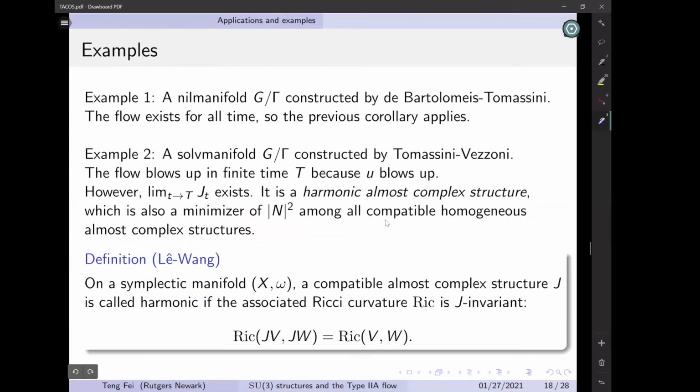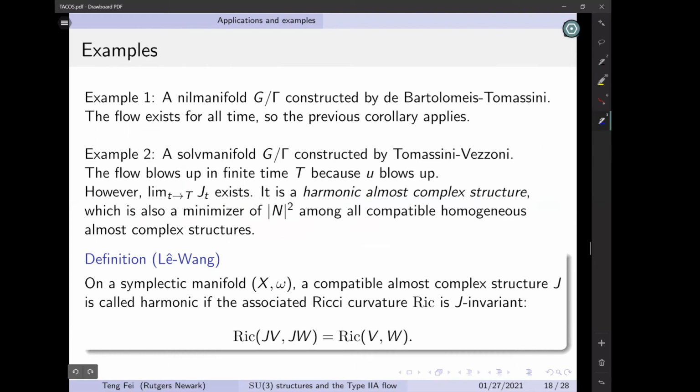Okay, so let me just present some examples. The first example is a nilmanifold constructed first by De Bartolomeis and Tomassini. In this case, the flow exists for all times. So our previous corollary applies, but this manifold is a nilmanifold, it's non-Kähler, so we can get compatible almost complex structures with arbitrarily small Eigenhus tensor, but it can never be integrable.